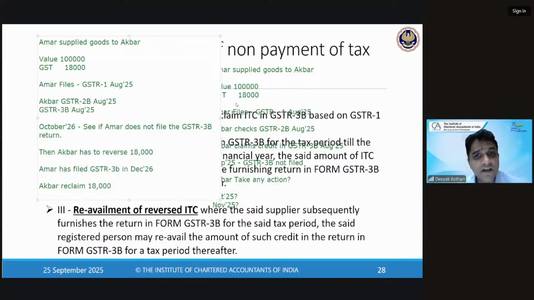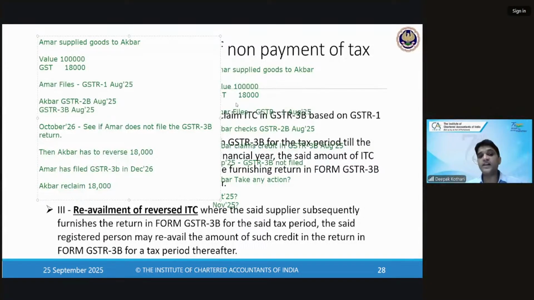So in this case, if Amar supplies to Akbar in the month of December 25, then Akbar claims the ITC, but Amar does not file the return. Akbar has to still wait till October 26. Correct. Can Akbar claim interest from Amar? Yes. Internally, Akbar can claim interest from Amar, saying that since you did not file the return on time, I had to pay interest. So that's a contractual arrangement. GST law will not come in between them.